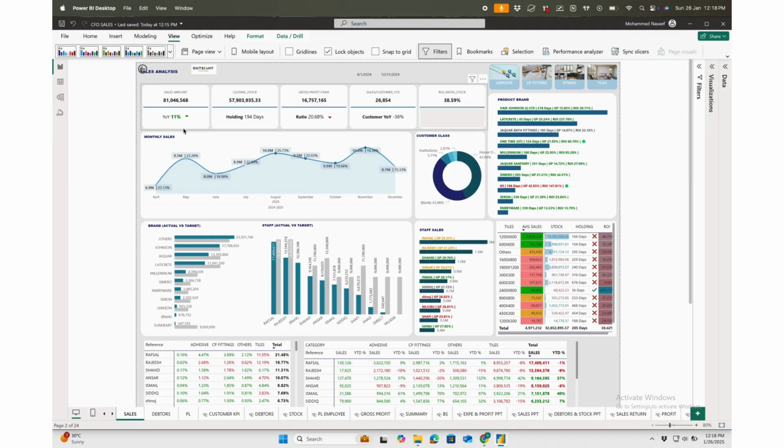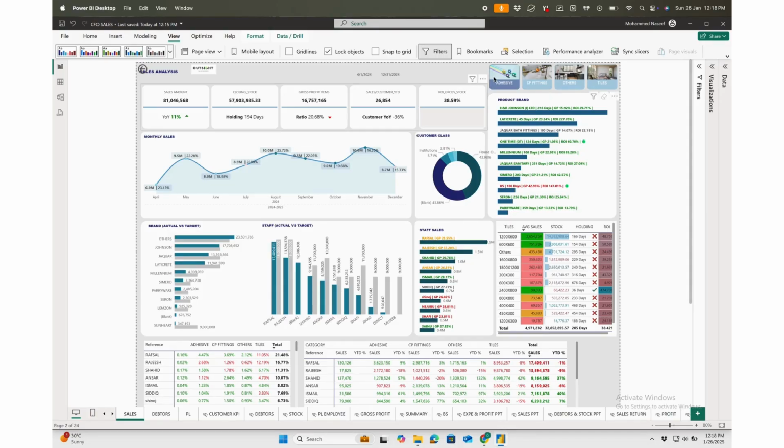What is the closing stock of the company? How many holding period? Gross profit? What is the ratio of the gross profit? Sales per customer? What is the sales per customer? Whether the sales per customer is increasing or decreasing. ROI of the stock. Gross ROI of the stock means how much profit we can generate by holding a stock.